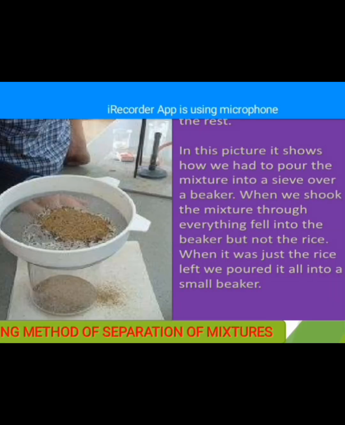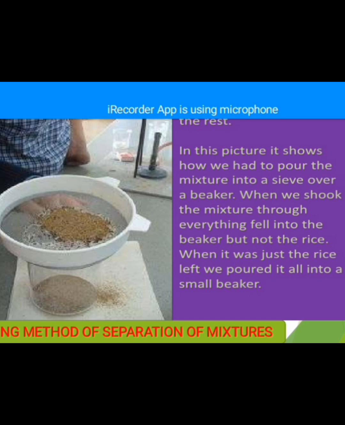Now, another method here is the sieving method. It's a simple method that is used in everyday life, especially at home when mommy prepares certain food substances. In this picture, the sieving method shows how we poured the mixture into a sieve over a beaker. When we shook the mixture through, everything fell into the beaker, but not the rice. When it was just the rice left, we poured it all into a small beaker.